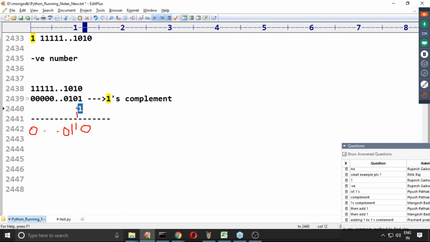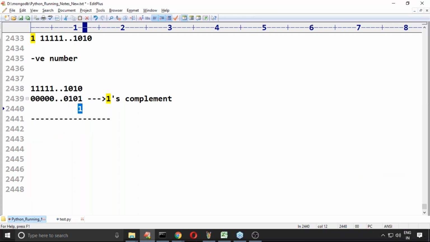Now here, 1 plus 1 means 1 0. 1 is the end carry, 0 is the value. 0 plus 1 means 1. The remaining bits are as they are, 0 0 0 1 and so on. Have you observed? Next, 0 1 1 0 is the answer.